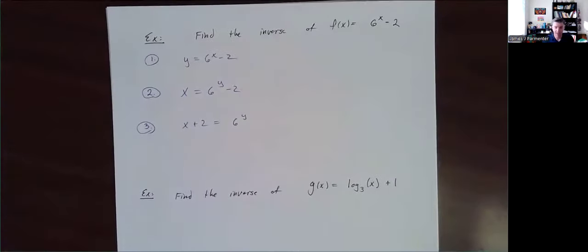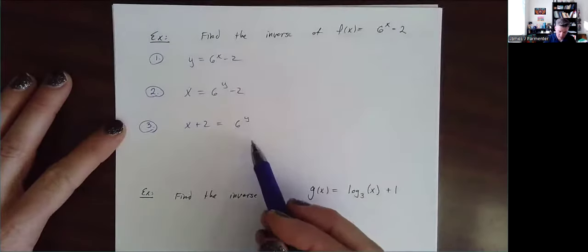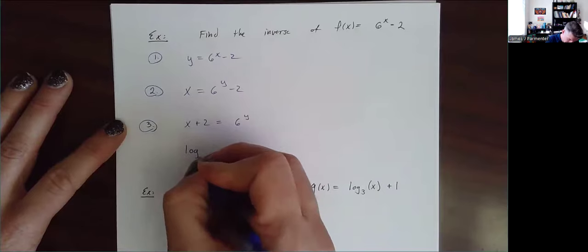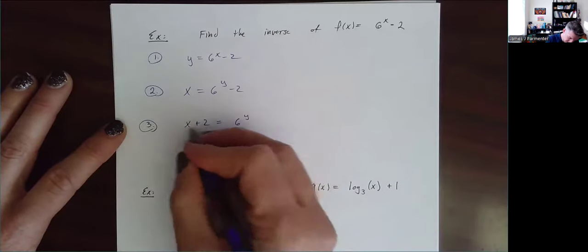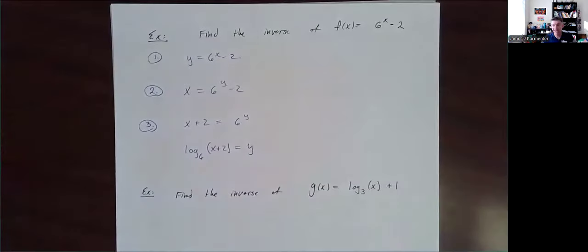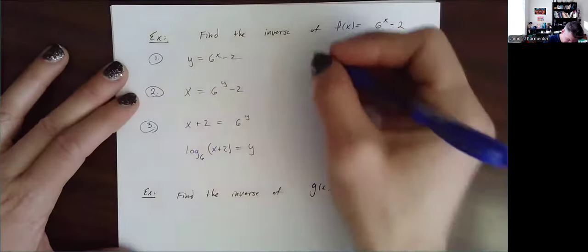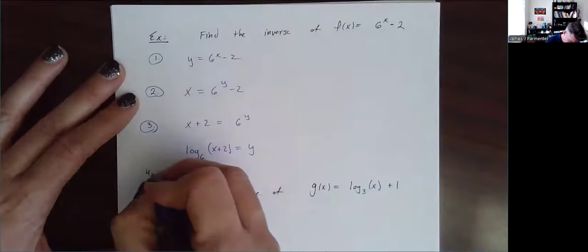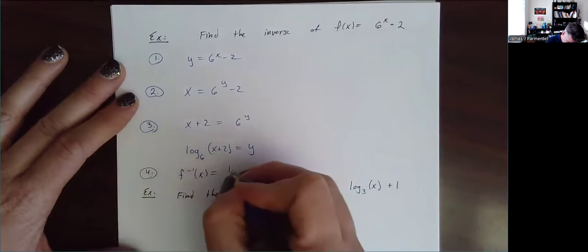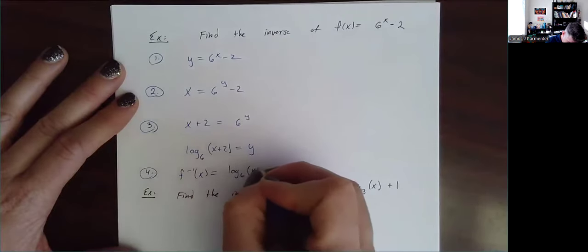And then I know I can rewrite an exponential equation, 6 to the y equals x plus 2, as log base 6 of this stuff is equal to the exponent. And that's kind of it. So one way of writing our answer would have been to say that f inverse of x is equal to log base 6 of x plus 2.